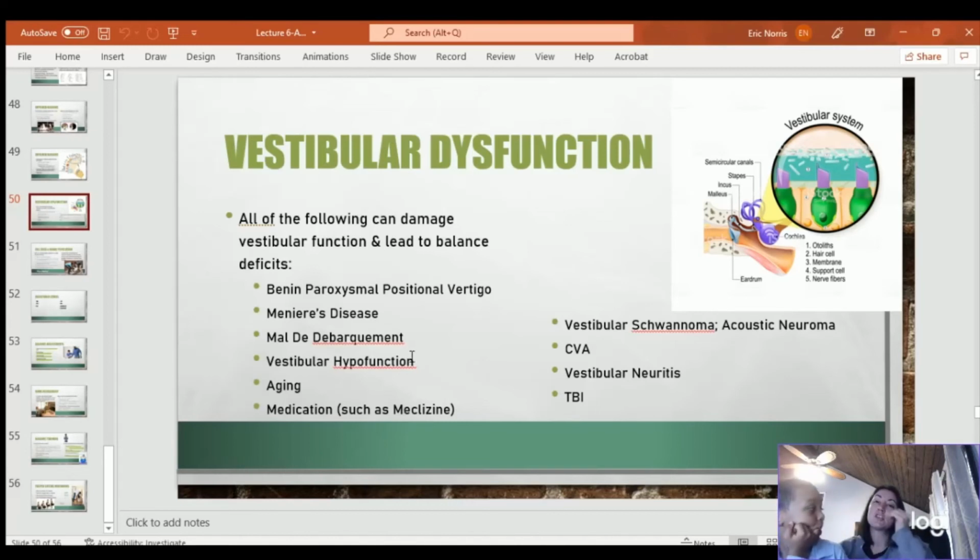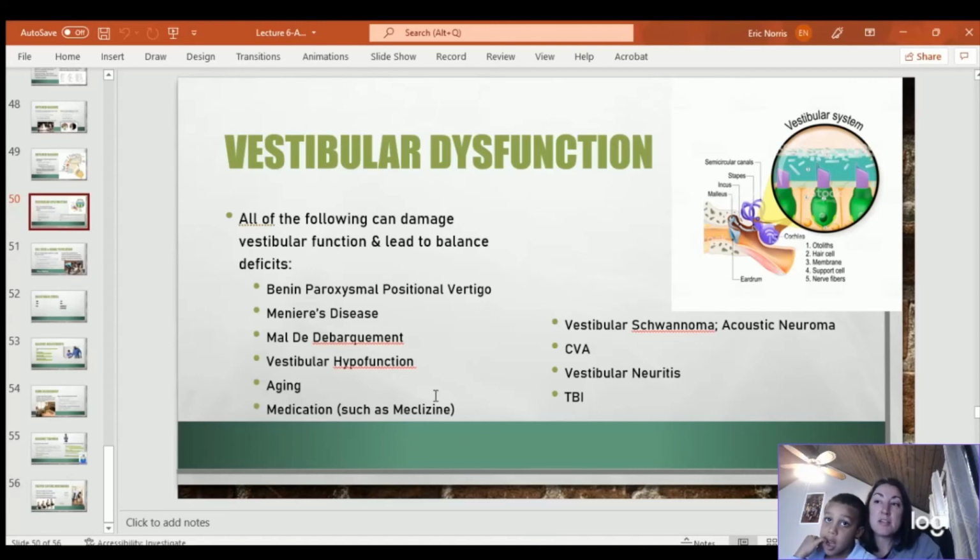Vestibular hypofunction, that's just when over time less input is coming from the vestibular system. That can happen as we age, especially if we are not remaining active. Aging in itself can decrease the activity of the vestibular system, but primarily because people aren't using it as much. And if you don't use it, you lose it.